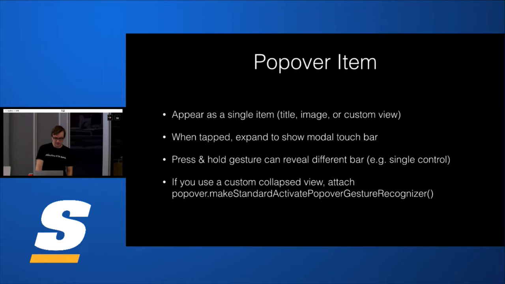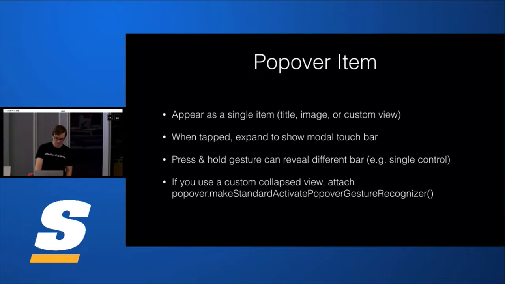And you can configure different touch bars that are shown based on a single tap or the press and hold gesture. So if you're going to use a press and hold gesture, it's recommended that you have a very simple popover that you show. So generally a single control, something that can react to that nice sliding gesture. So an example is just a single slider. Otherwise, you might show a slider and then a scrubber or a bunch of buttons or a segmented control or something like that.